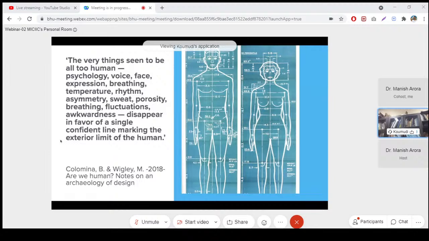The very things seen to be all too human: psychology, voice, face, expression, breathing, temperature, rhythm, asymmetry, sweat, porosity, fluctuations, awkwardness, disappear in favor of a single confident line marking the exterior limit of the human.